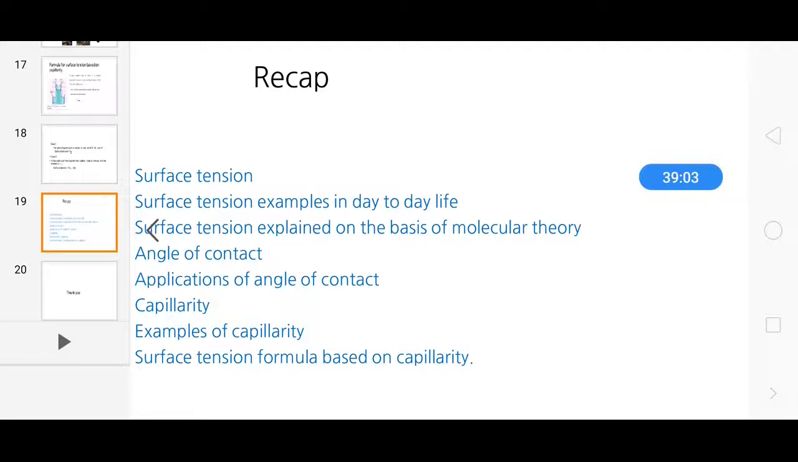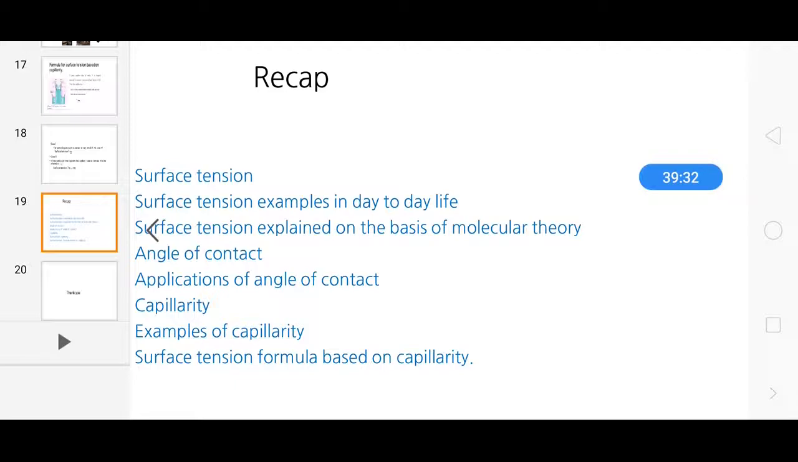So here from this molecular theory we come to know that a net amount of force is acting in the downward direction, which means inside the liquid. So the potential energy is more for the molecules which are existing near the surface.